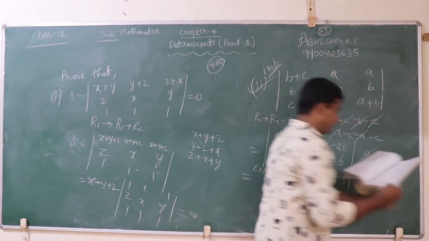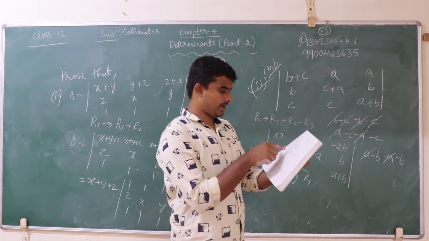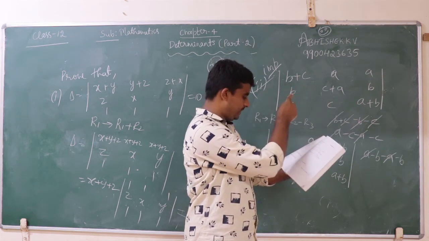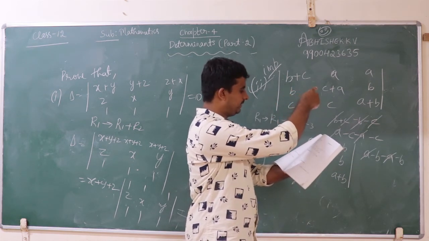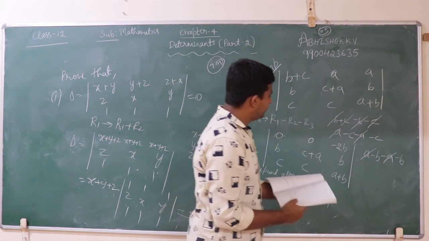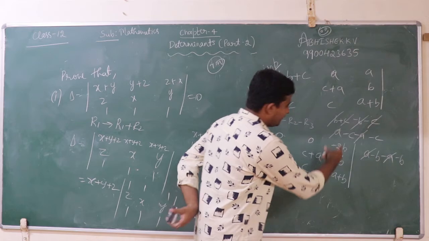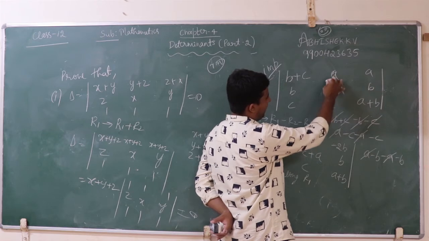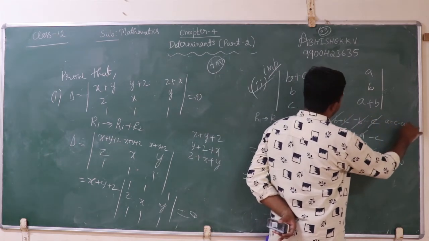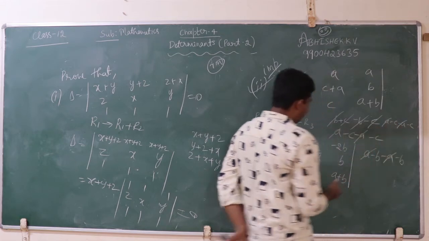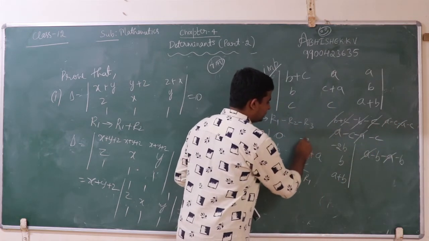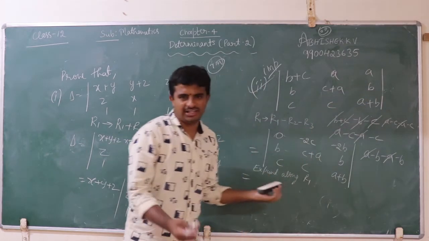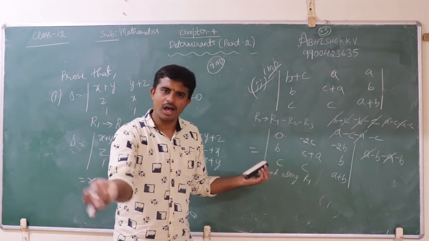Check whether this problem has: b plus c, a, b; c plus a, b, c; a plus b, c, a plus b. Here c is not possible to get cancelled, right? Here a minus c minus a minus c: a gets cancelled, remaining with minus 2c. Minus 2c, be careful. Then it gives minus 2b. Now it has one zero. Now go through expanding along R1.